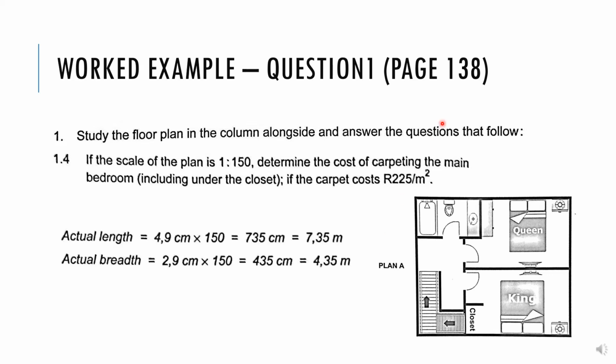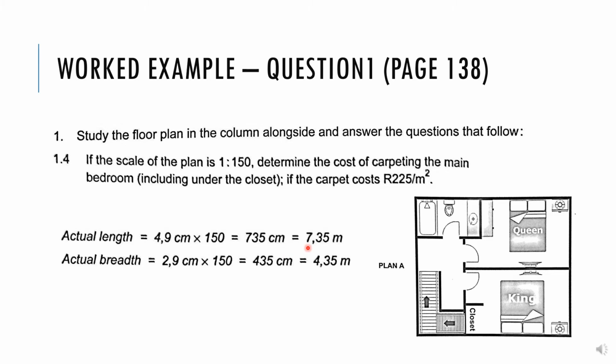Right, so the actual length, if you measure it, is 4,9 centimeters, and we have to multiply this with 150 to get the actual dimension in real life, right? And then we convert this to meters. Right, because we want to compare meters to meters. We want to calculate the area in square meters, because the cost here has been given to us in square meters. So remember, to convert from centimeters to meters, there's a conversion factor of 100, and you get that just by dividing by 100.